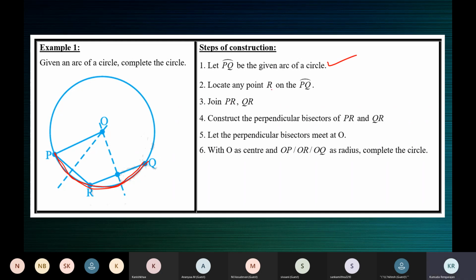Locate any point R on the arc PQ, because we've already called the arc PQ. So just take one more point on it, R. Join P to R, Q to R. You can do it like this, children, or you can also take points like this, PQR, like this also.